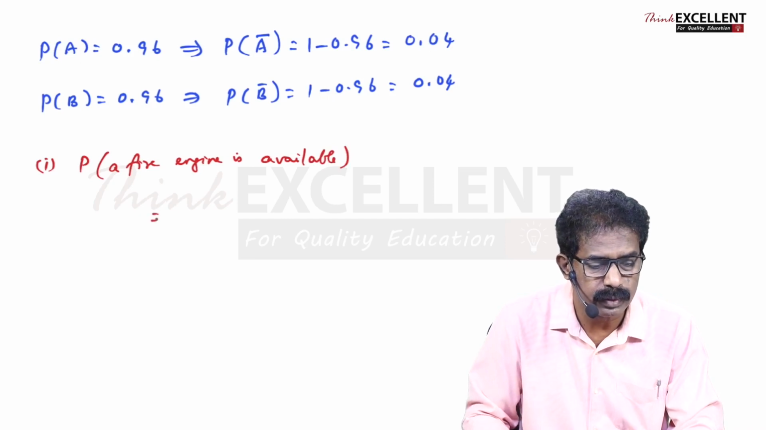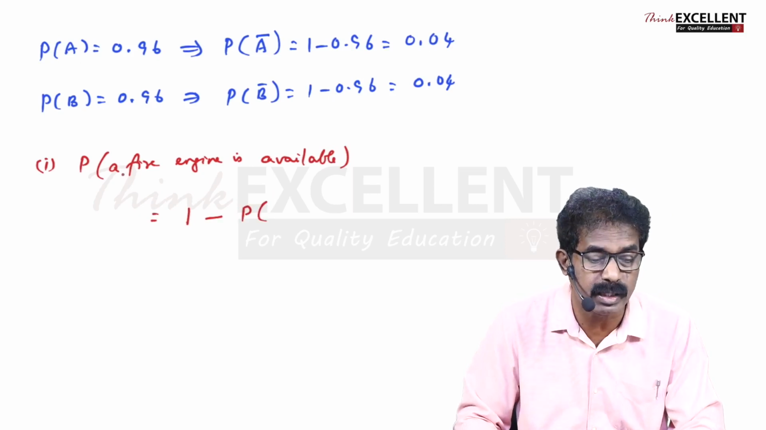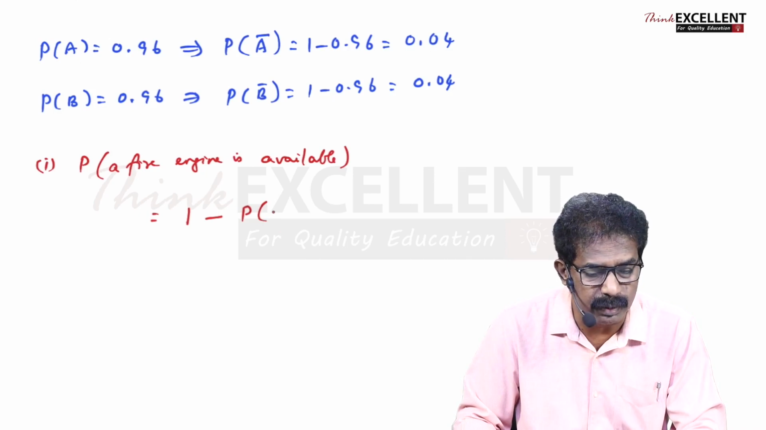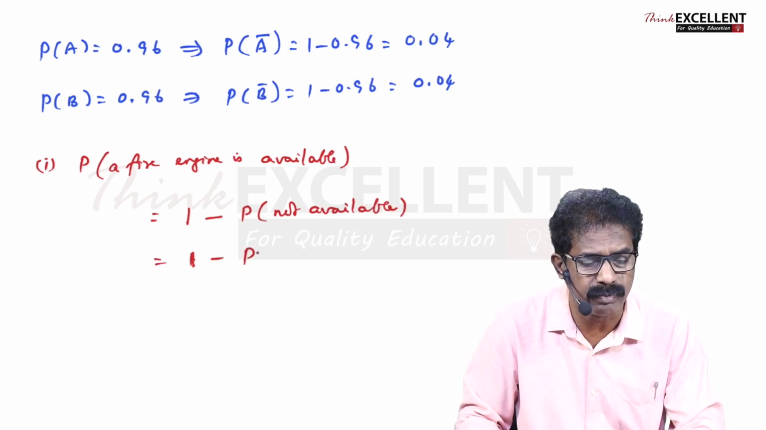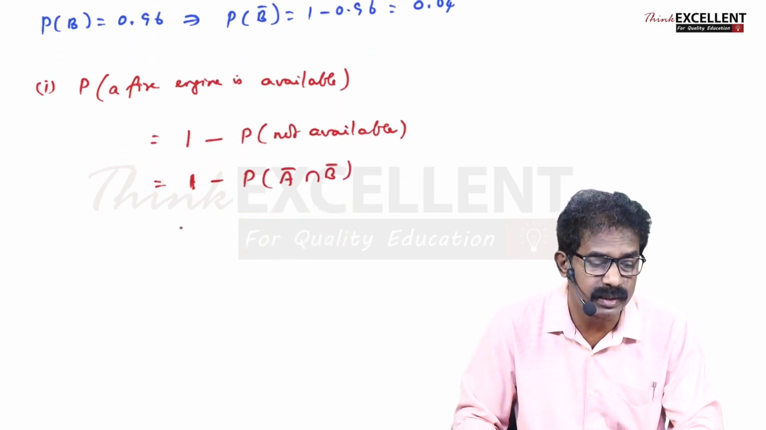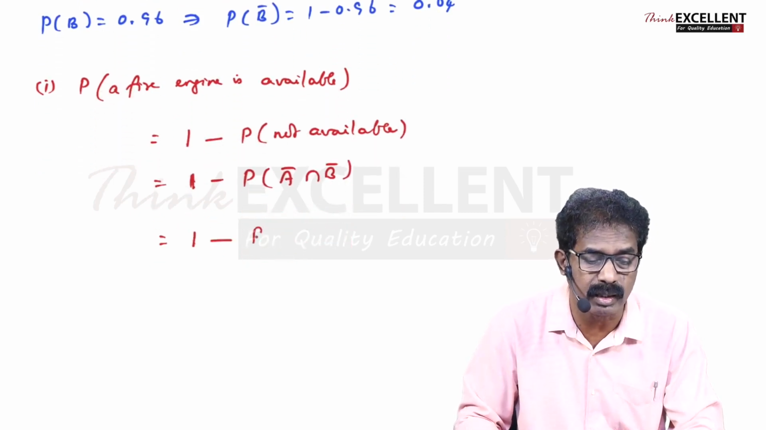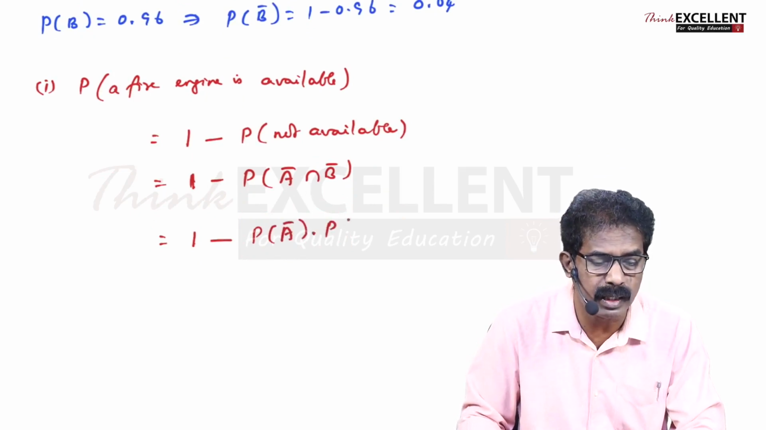P of A can be written as 1 minus P of A bar, the opposite. A fire engine is available, what is the opposite? It is not available. Not available means none of them is available. So 1 minus P of A not available and B not available. The first fire engine is not available and the second fire engine is also not available. Intersection means multiplication, P of A bar into P of B bar.